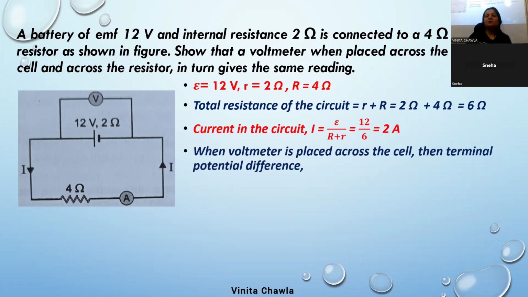See, when voltmeter is placed across the cell, then terminal potential difference. How do we find terminal potential difference? E minus Ir. Okay.